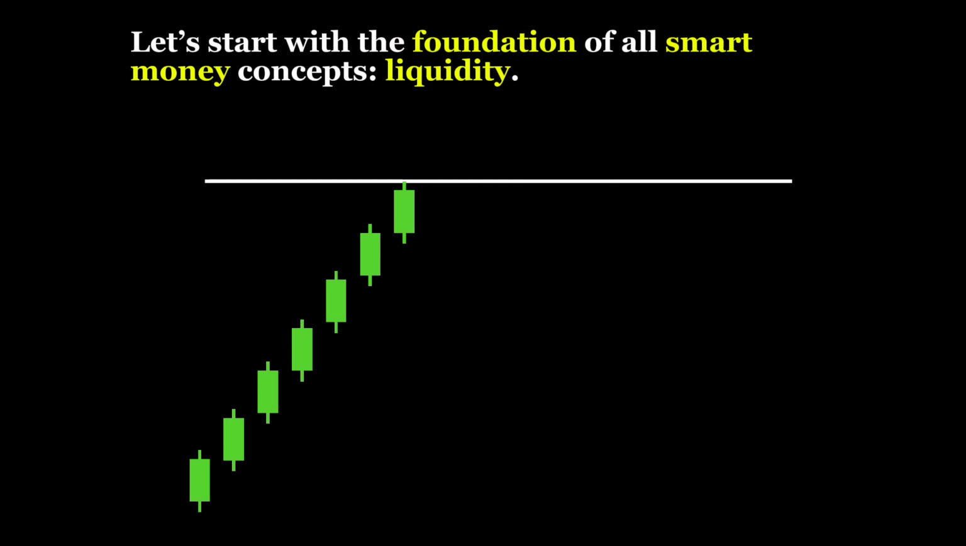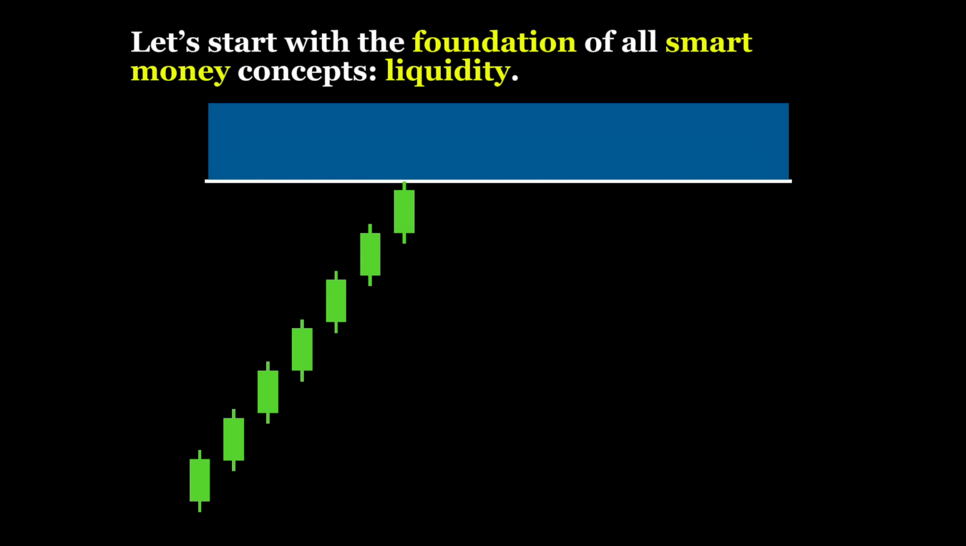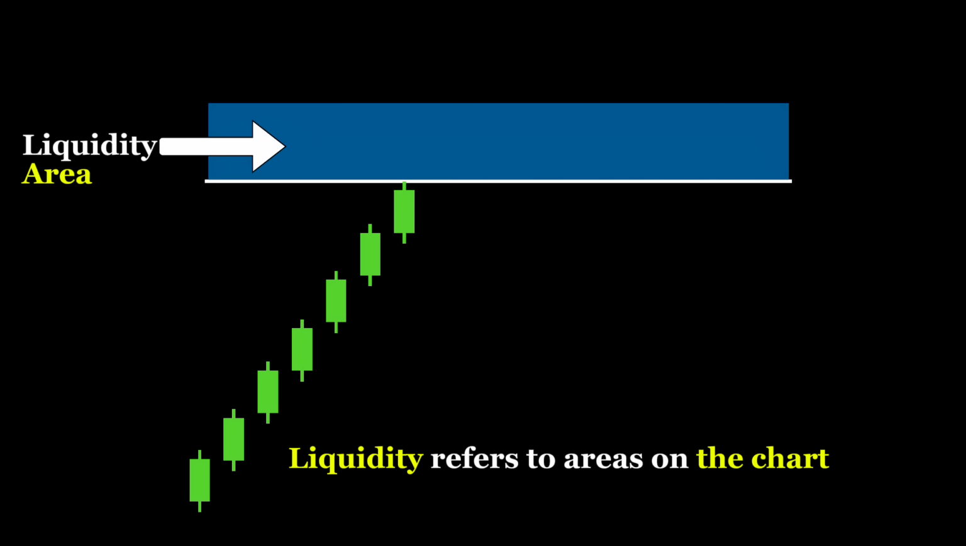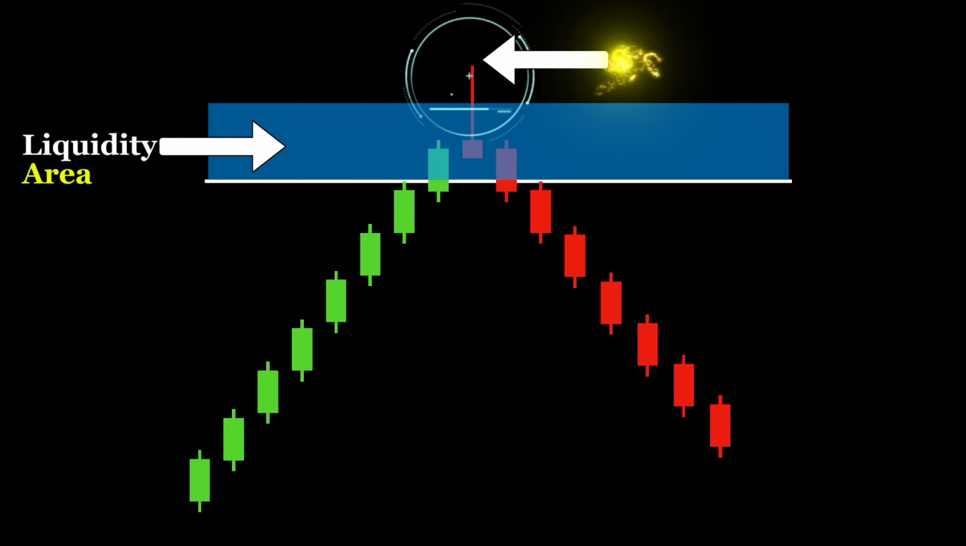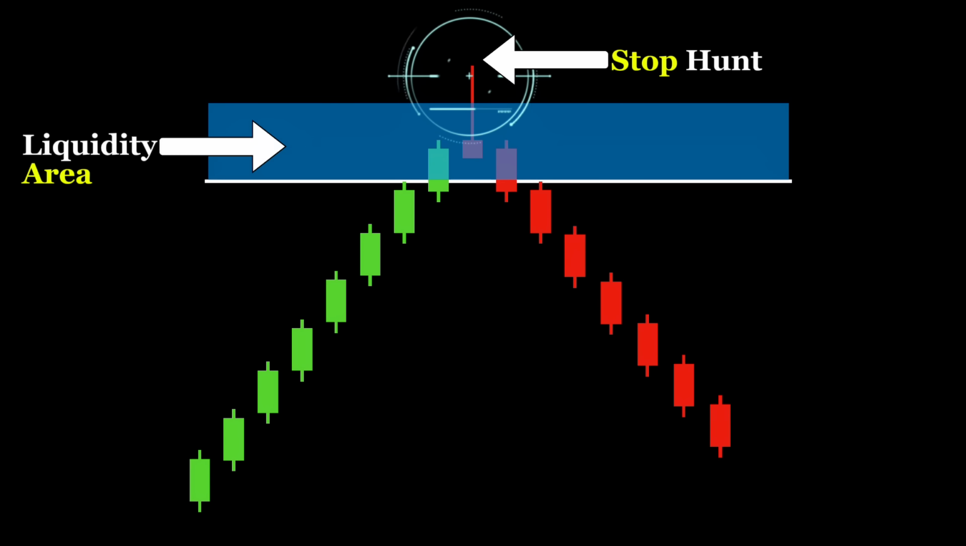Let's get started. Let's start with the foundation of all smart money concepts, liquidity. Liquidity refers to areas on the chart where there are clusters of pending orders, mainly stop losses. These zones are like magnets for smart money. They know exactly where most retail traders hide their stops, and they aim to collect them.